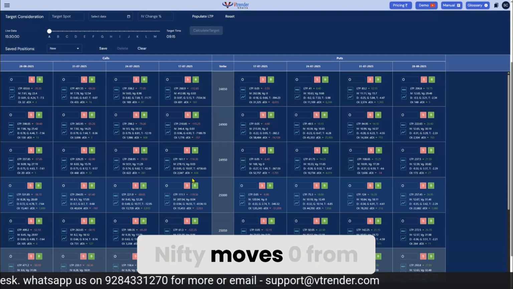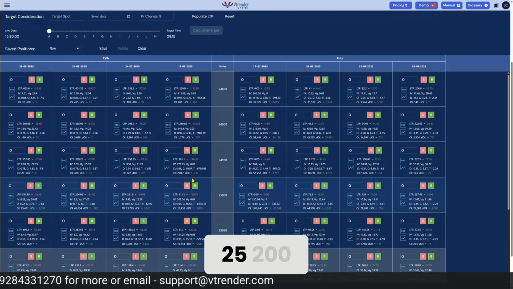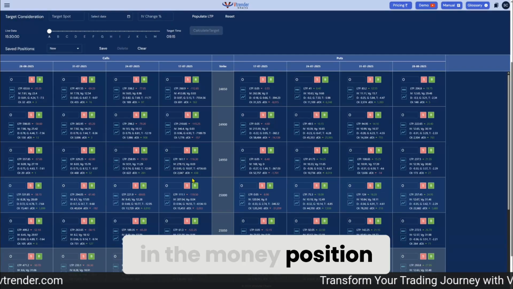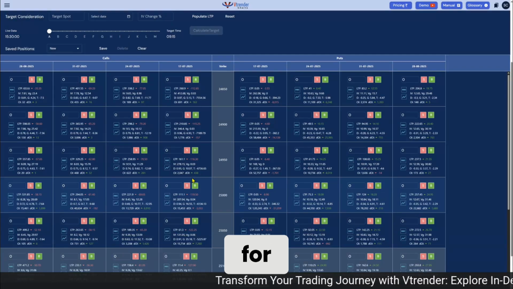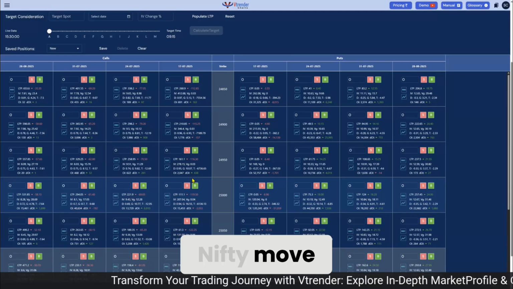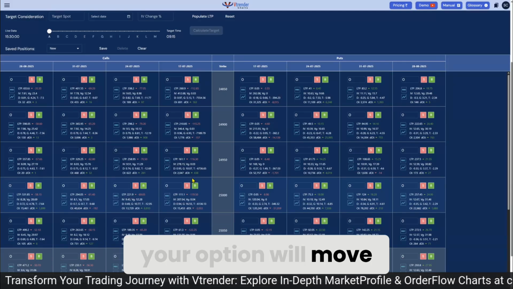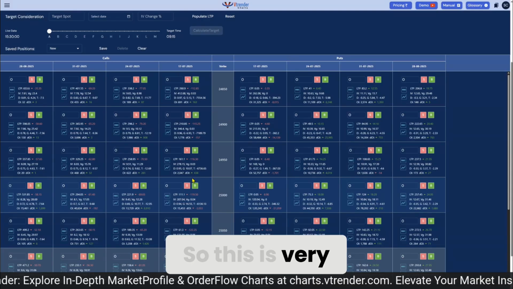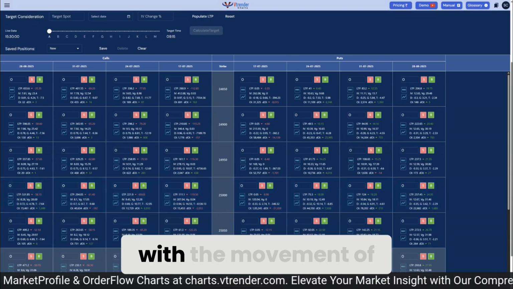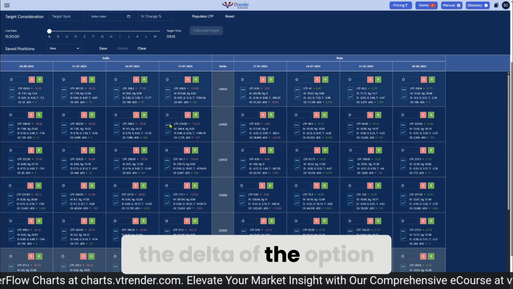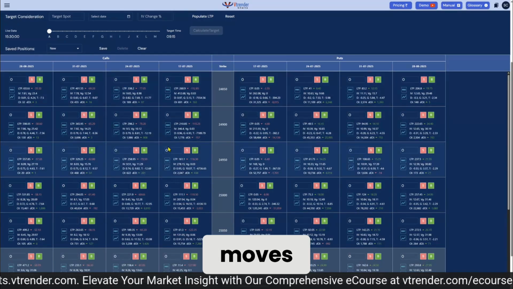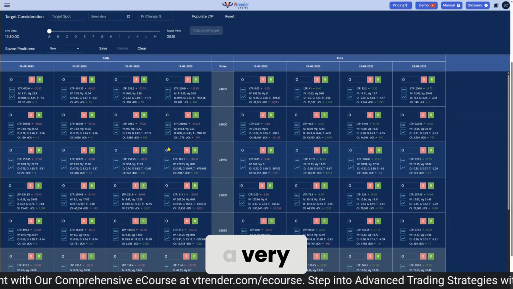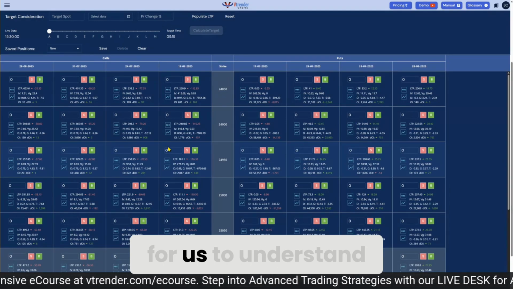So suppose Nifty moves from 25,100 to about 25,200, which is a movement of about 100 points. If you have an in the money position which has a delta of 0.50, for that 100 points of Nifty move, your option will move by 50 points because the delta is 0.50, right? So this is very simple and very easy to understand, that with the movement of the underlying, the option moves. If everything was standard up to here, it would have been very simple probability math for us to understand.